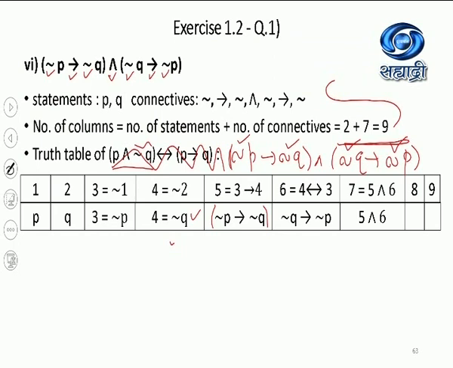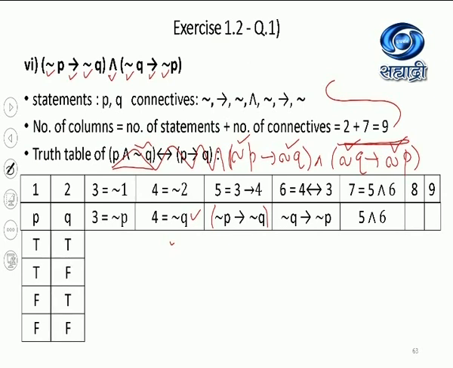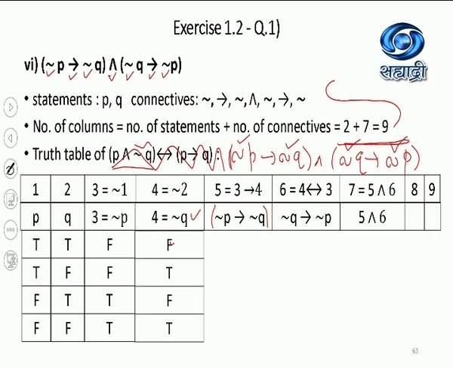There are only now 2 statements P, Q. So we know there will be only 4 entries per column. For P, there will be pair of T, pair of F. For Q, alternate T F, T F. Column 3 for this bracket negation P will be opposite of column 1. So negation of T is F and negation of F is T. Similarly in column 4 I have negation of Q. Again here negation of T is F and negation of F is T.